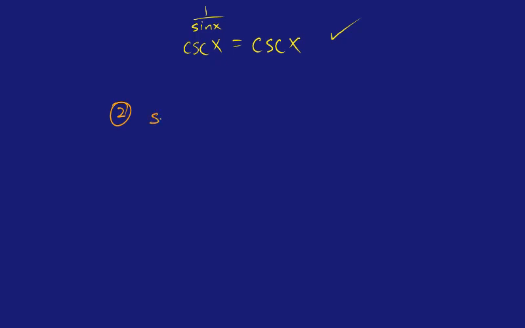Second one is secant of x plus tangent of x equals cosine of x over 1 minus sine of x. Here's the thing about this one, as you look at it, either side really is something you could work with. It's not going to hinder you. You can do a few different things with each side, and they will be able to be proved and verified. It just depends on what you want to do.